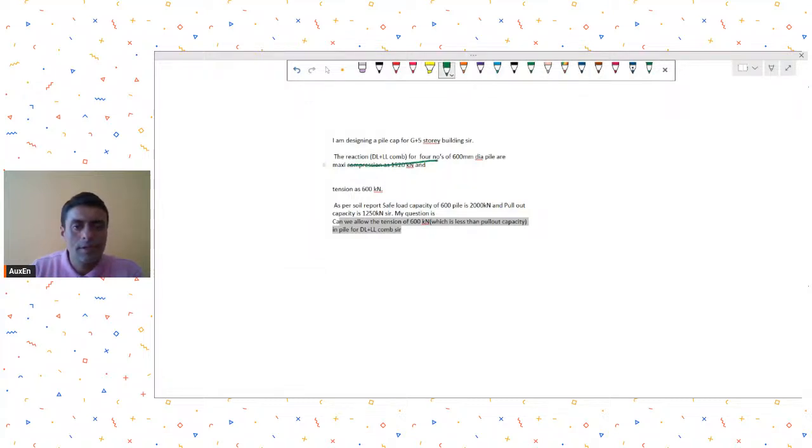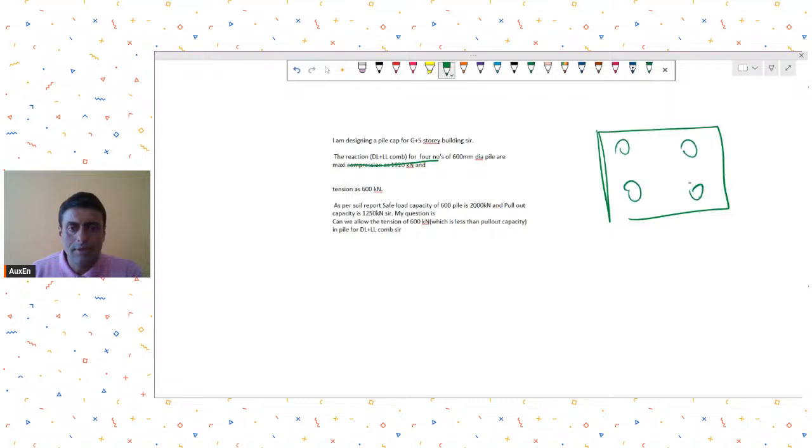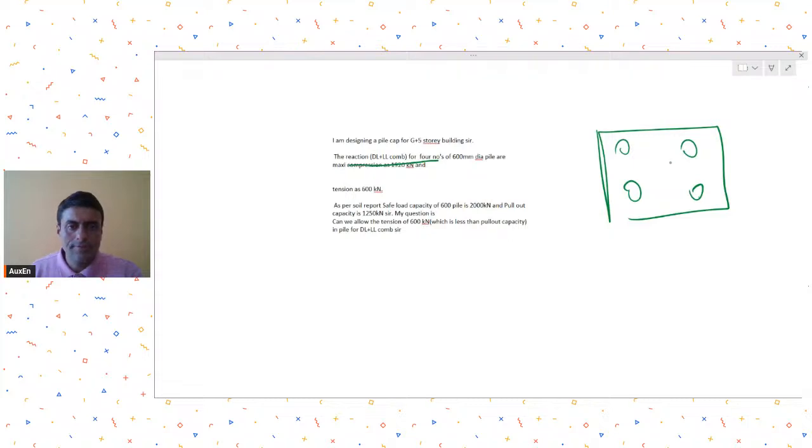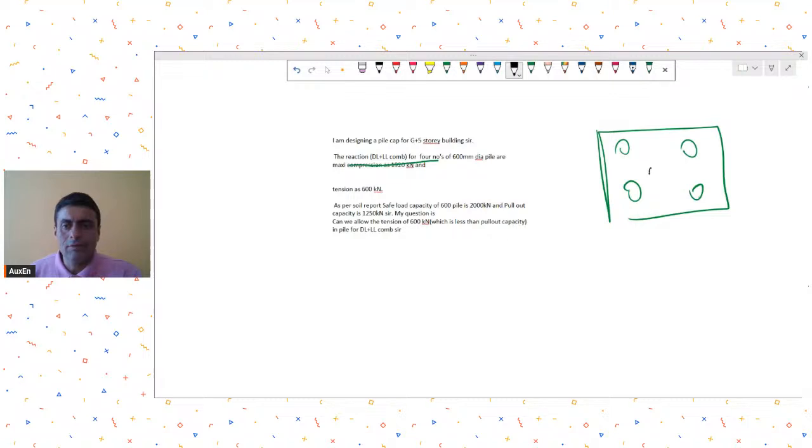So one thing that is not clear from the question is whether this pile cap has four piles. I am assuming that this single pile cap has four piles. Let's say for dead plus live combination, all these are 600 dia piles. I'm showing you the plan view. This is the pile cap.